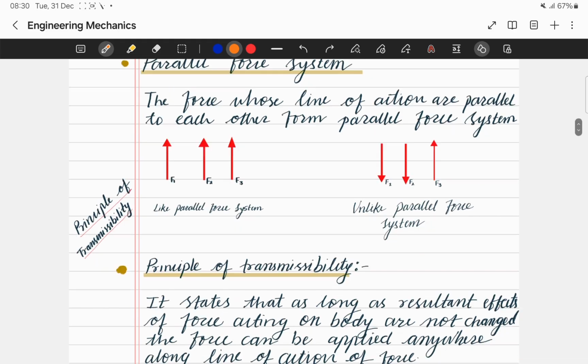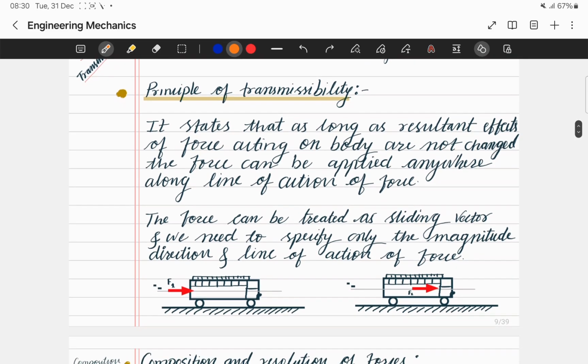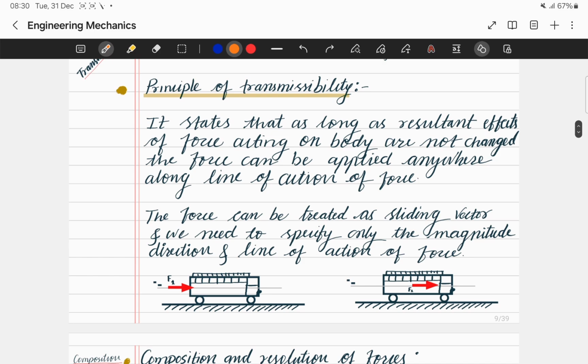So this is about the parallel force system. Then, the principle of transmissibility. This is one of the most important concepts in engineering mechanics. It states that as long as the resultant effect of a force acting on a body is not changed, the force can be applied anywhere along its line of action.